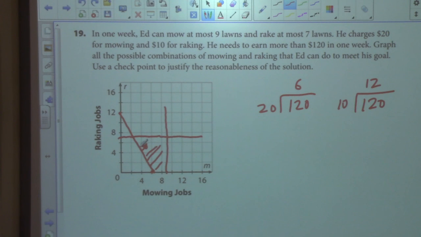6, 4? I'm going 8, 4. Yeah, 8, 4 would work too. Well, what about 6, 4? It's right on the line. So 6, 4 is 6 of mowing, and mowing is $20, plus 4 times 10. That's going to be 160, right? That's good, because that's more than 120. All right, good. We'll leave it there today, and we'll call that a good one. Thank you, Marcus, everybody.